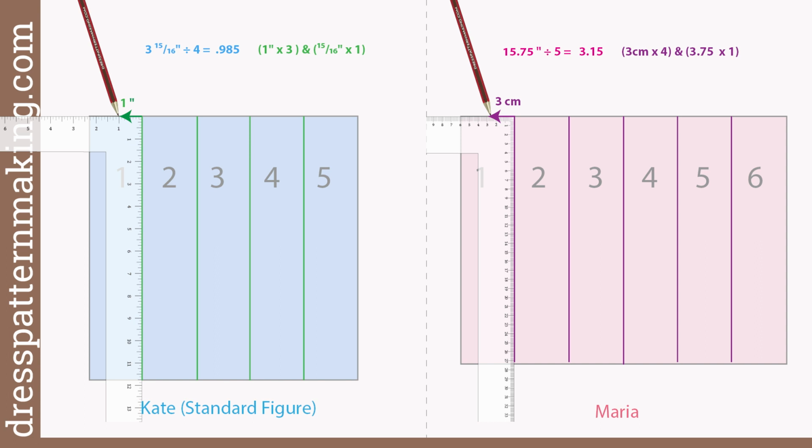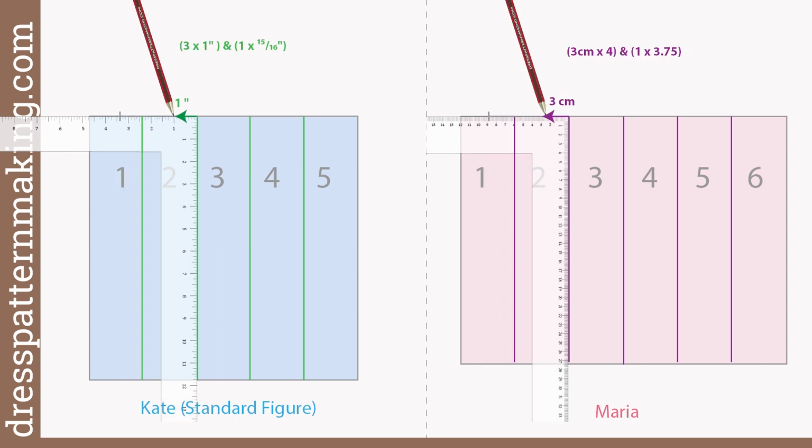For me, dividing 15.75 centimetres by 5 ends up with 3.15 centimetres, which again is difficult to measure concisely unless you're on a computer. In this case, I would suggest using 3 centimetres for the first 4 and then using 3 1/4 for the last one. But my point here is, you have to do a bit of problem solving. They don't have to be exactly the same, just as close as you can get. So repeat that for each vertical line.